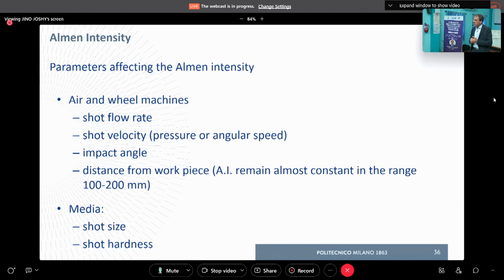If we are talking about the media, of course, the media size, the shot size and the shot hardness are influencing the Almen intensity. If the shot is very hard, it means that the energy will go into plastic deformation of the Almen strip, and not into the deformation of the shot itself. Okay, and the size also. If the velocity is the same and the shot has a larger diameter, the associated deformation energy will be larger.